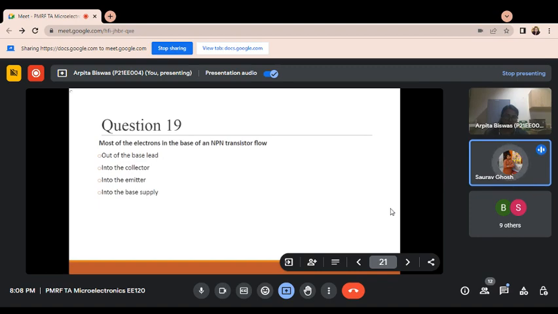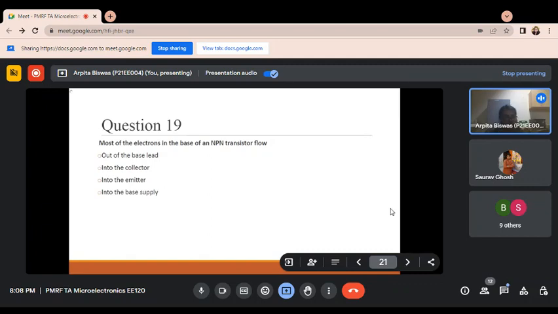Actually, the collector-base junction is given reverse bias. The doping of the collector is not as high as the emitter. The emitter is given the maximum doping, but the number of carriers in the collector is lower than that of the emitter. Due to the positive bias, as the positive bias of the collector is much stronger, the carriers in the collector will be attracted towards the positive bias. That's why the electron is flowing from the emitter to the collector.